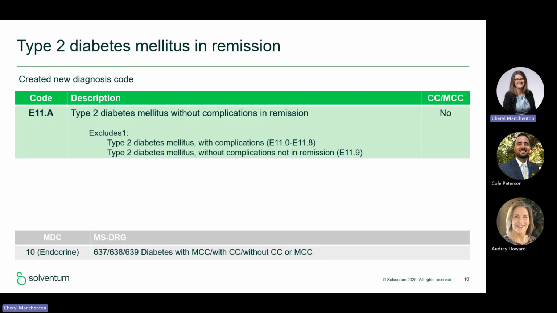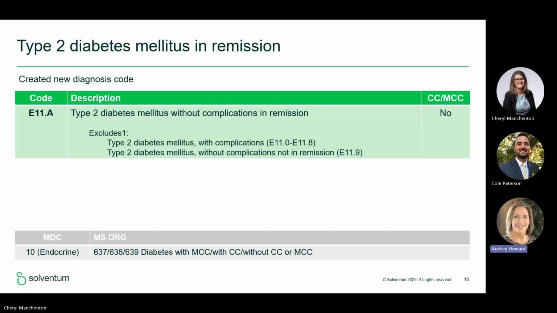And here's our next topic. Thank you. A new code was created for type 2 diabetes mellitus in remission, code E11.A. Notice that the code title is type 2 diabetes mellitus without complications in remission.